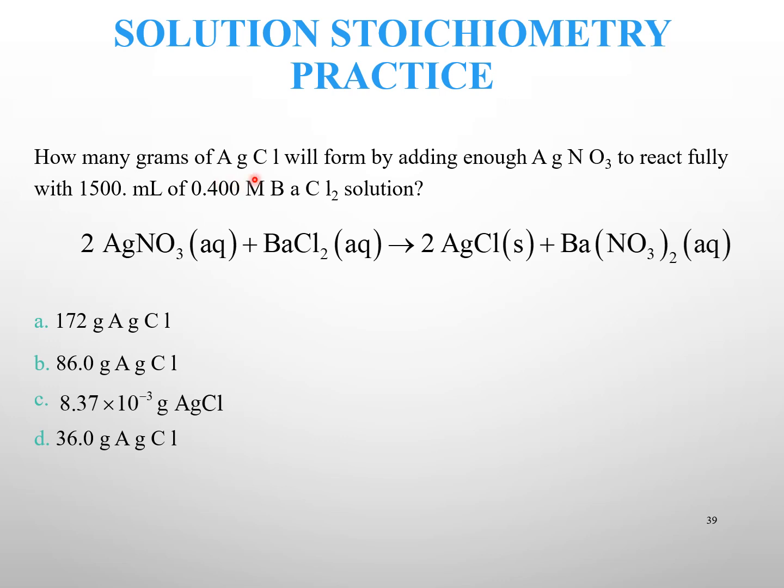So here's another stoichiometry example. How many grams of AgCl will form by adding enough AgNO3 to react fully with 1500 mL of 0.400 molarity BaCl2 solution? So what you're comparing is BaCl2 solution to get the product AgCl, and you know the mole ratio is 1 to 2. So remember, if you have 0.4 molarity, write this down. That means it's 0.400 moles of BaCl2 that can be found in 1 liter of BaCl2 solution.